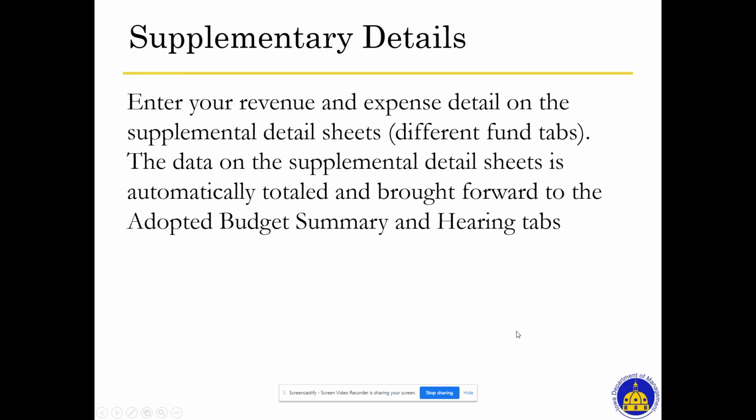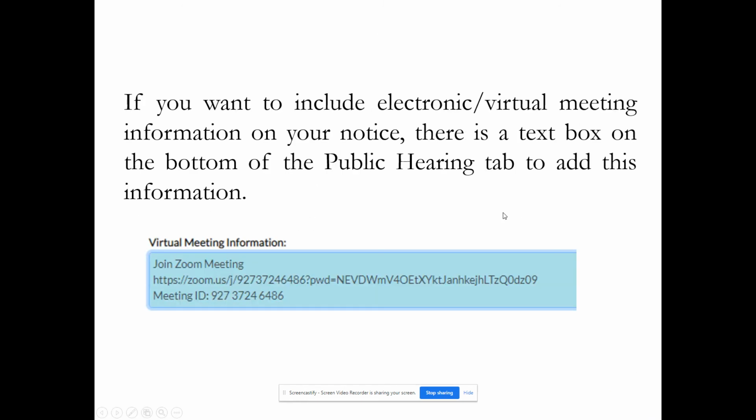And again, you're going to enter the revenue and expense detail in the supplementary detail sheets. The data on those sheets is going to transfer to that adopted budget summary in your hearing tab. So once you complete your budget, it will transfer that data over to that hearing notice, so what you publish has all the data that you need.